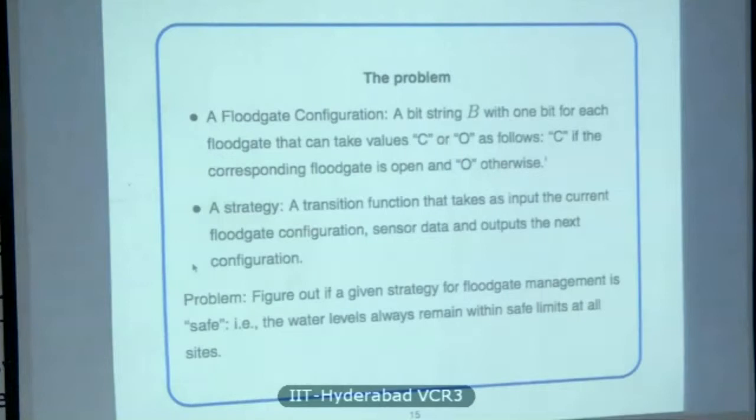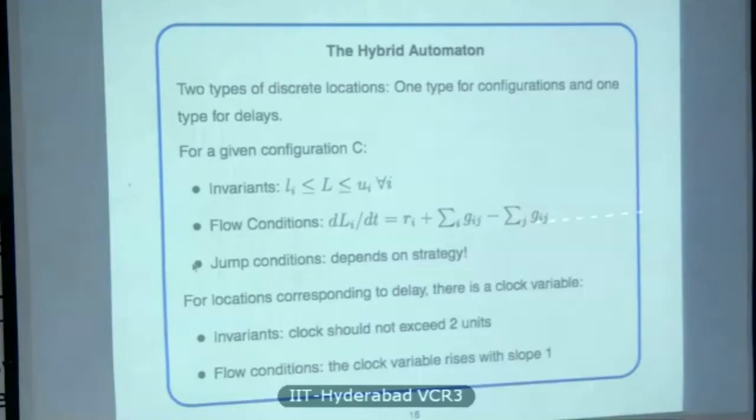Okay, so the hybrid automaton will have two types of discrete locations, one type for configurations and one type for delays. For a given configuration C, these are the invariants: the water levels at the various sites should be between the upper and lower limits. Flow conditions can be derived from the rain at that site, plus what is coming in from the other sites, minus what is going out. So this is the differential equation that governs the rise and fall of the water level at that particular site. And then there are jump conditions from all flows to which configuration, some open, some close, you jump.